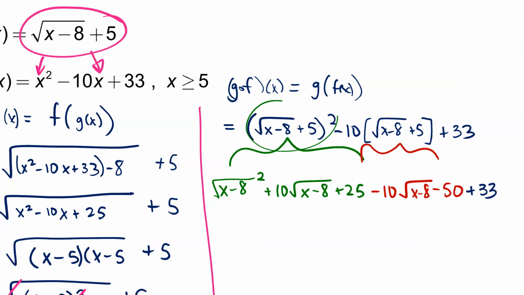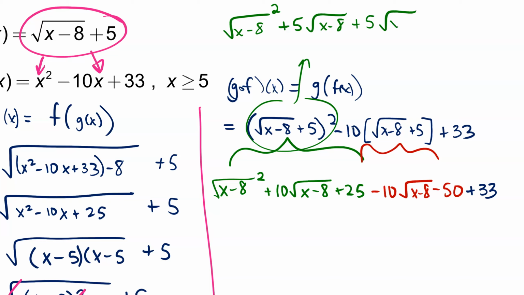If I FOIL this out, let me show you up here. You have square root of x minus 8 times square root of x minus 8, so that's squared, plus 5 times root x minus 8, plus 5 times root x minus 8, plus 25. So I simplified this middle, and that's why I just went straight to 10. If it's a binomial, you have two terms, adding or subtracting, you have to FOIL it out.